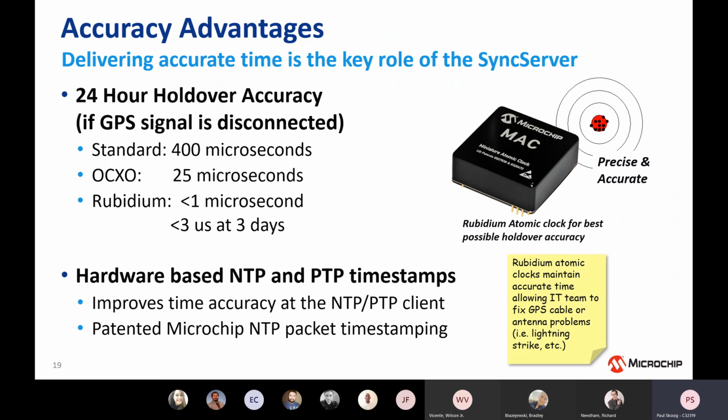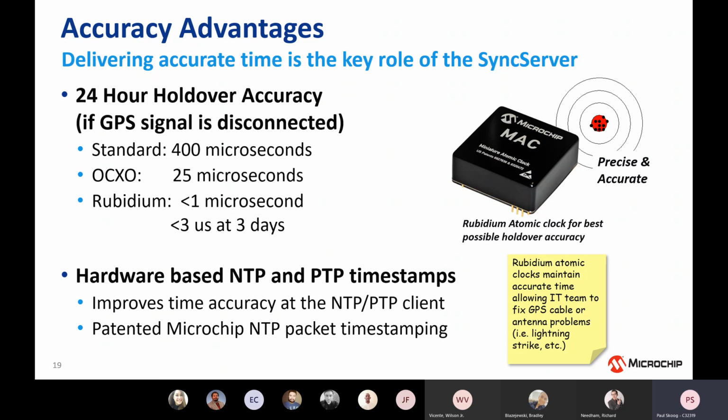How accurate is a function of the oscillator. So the standard oscillator in the first 24 hours will drift about 400 microseconds, 400 millionths of a second. But it starts drifting faster, and after a couple of weeks, it's going to be off a fair bit. But if you upgrade to an OCXO or rubidium, it doesn't drift as fast. In particular, with a rubidium, within the first 3 days, if you disconnect GPS, it will only drift about 3 millionths of a second.